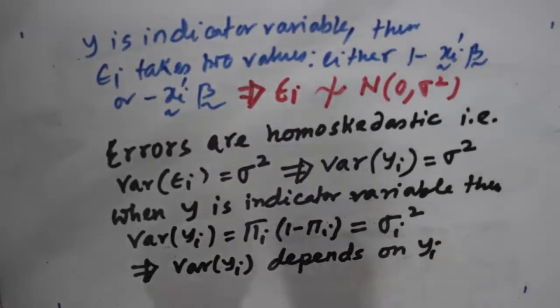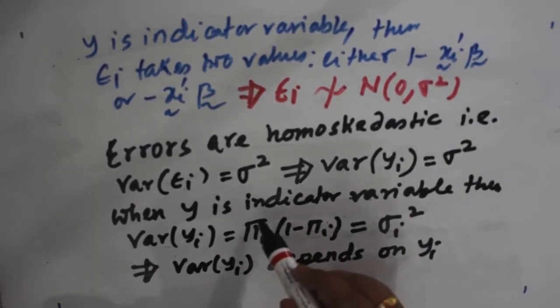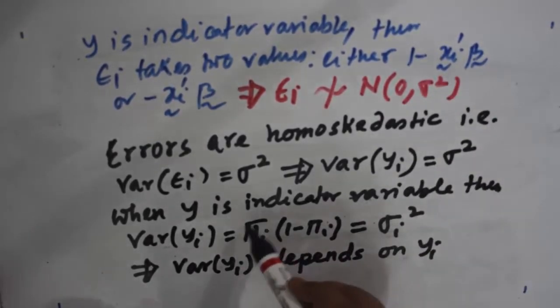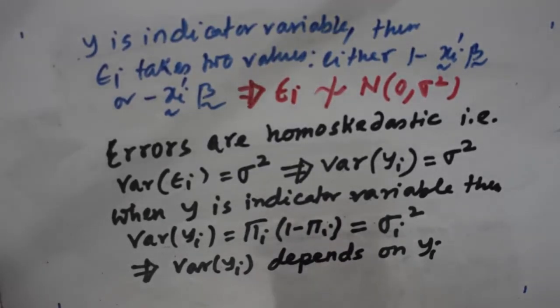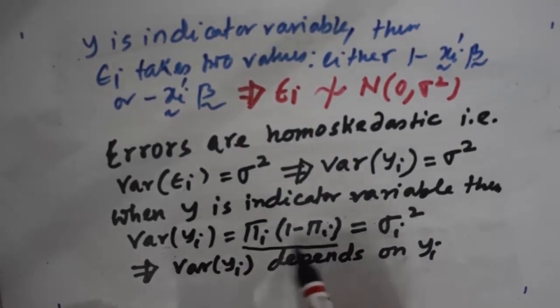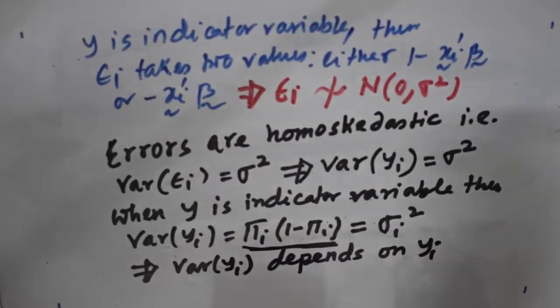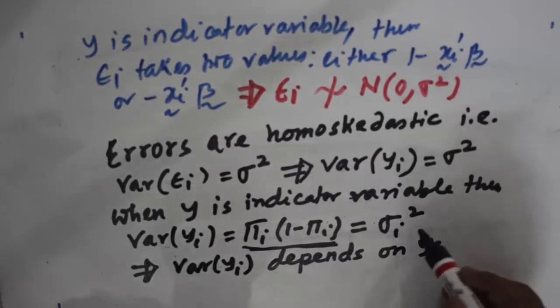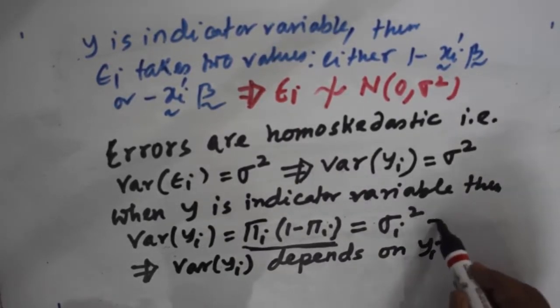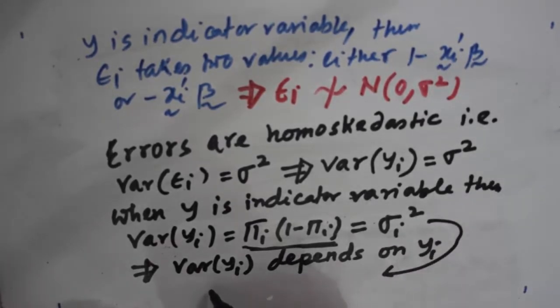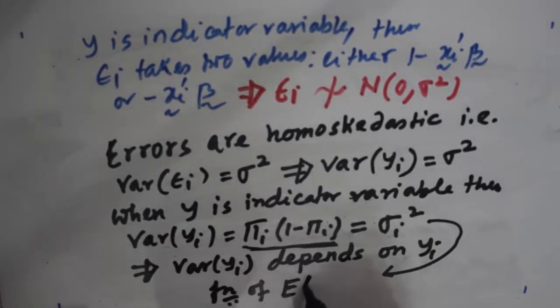and since expectation of yi equal to pi i, this is a function of pi i, that is the mean of yi. So this not only depends on i, this is again a function of the mean of yi.